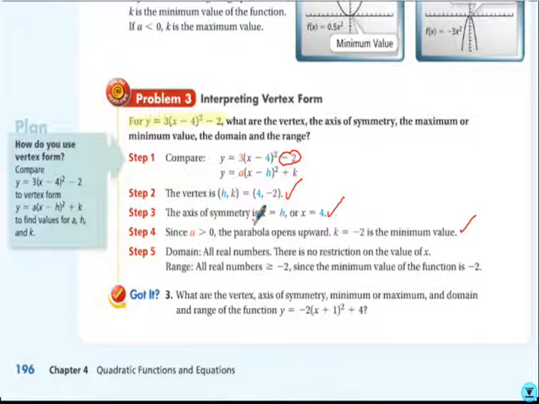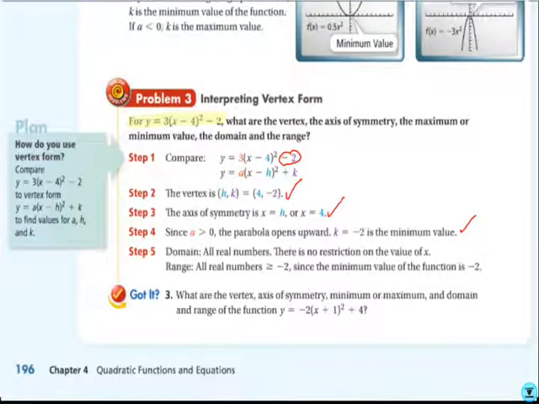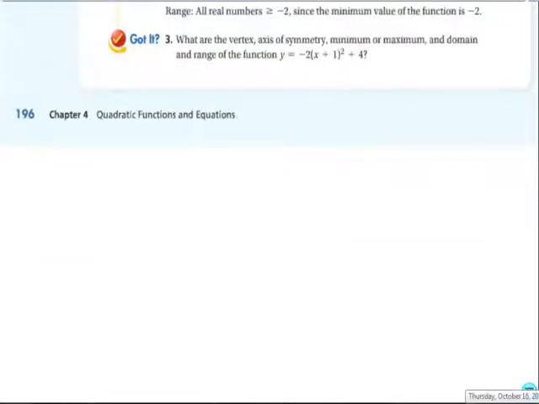The domain, think about it, all the x values are the domain. Well, this is true for all parabolas. Remember when we made the point about them having arrows on the ends? They go forever. So the x values are all real numbers. The range is all real numbers greater than or equal to the minimum. If it were a maximum, it would be less than or equal to the maximum. But here it has a minimum, so it's greater than or equal to negative 2. So what are the vertex, axis of symmetry, max or min, domain and range for that function right there? Go ahead and pause the video here and get those answers.